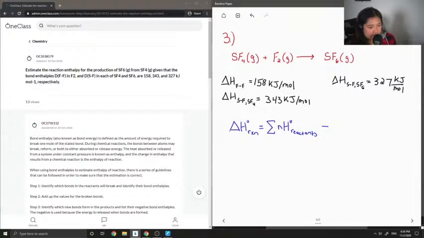And then it's going to be the sum of the enthalpy of the reactants minus the sum of the enthalpy of our products. So now I'm just going to sub in what that means. People usually get intimidated by the sum symbol, but it's pretty simple. You just realize it just means the sum.